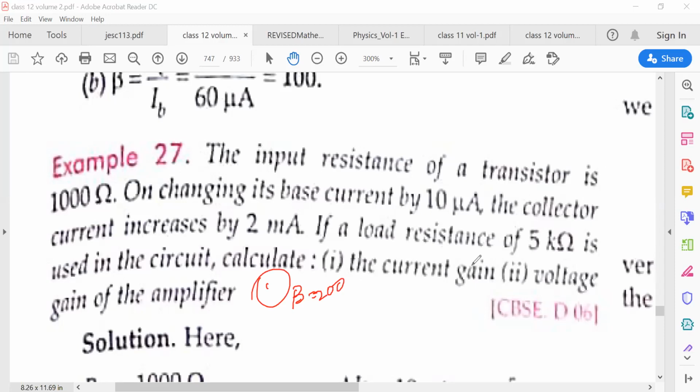Okay. So what about voltage gain? Voltage gain AV சொல்லியிருக்கேன். So the formula is beta into R output by R input. This is a relation for voltage gain, right?